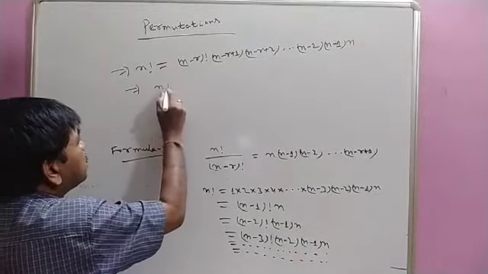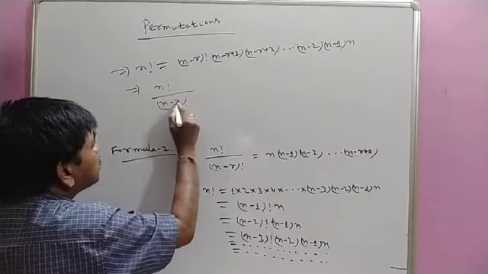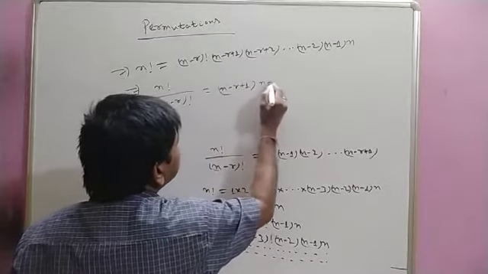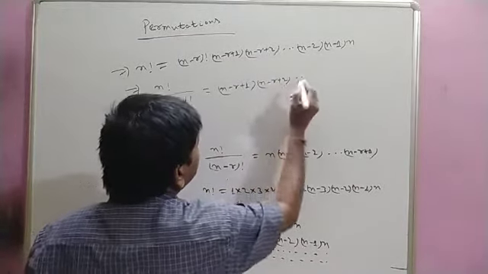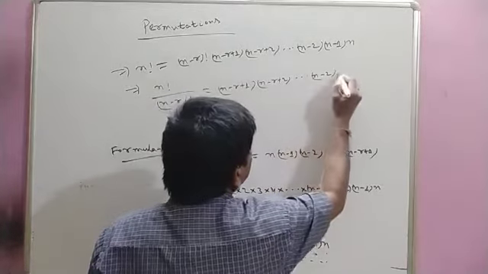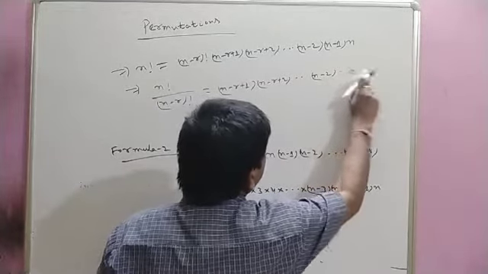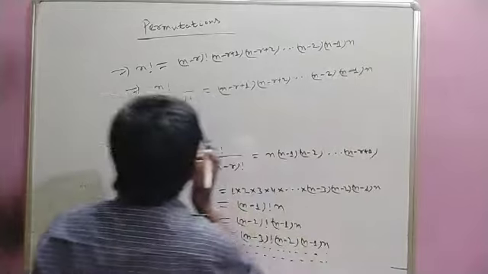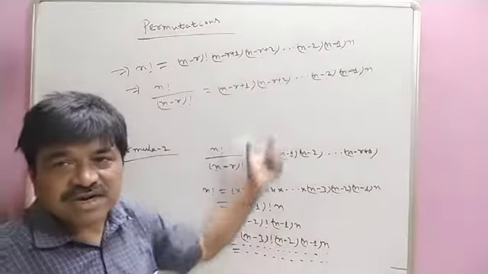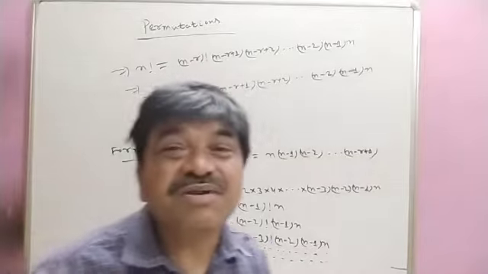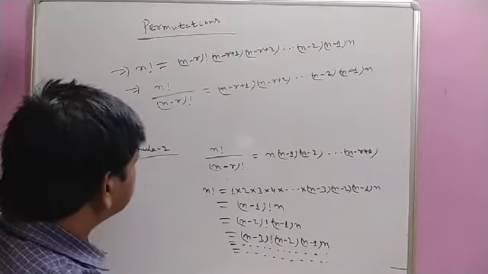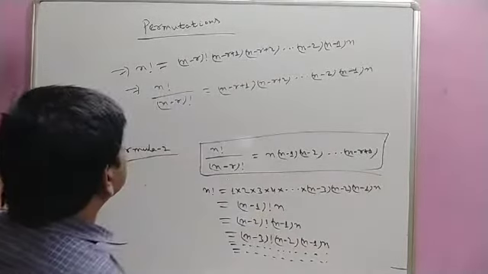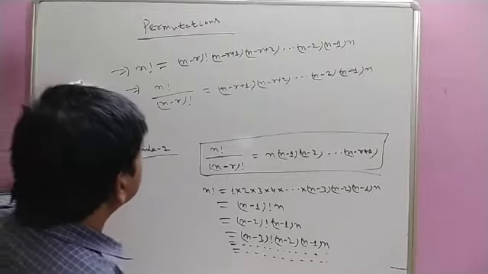So from this, n factorial divided by n minus r factorial is equal to n minus r plus 1 into n minus r plus 2, then up to n minus 2 into n minus 1 into n. So this is n factorial by n minus r factorial equal to this much. Everyone clear? This is formula number 2 which I have already told you. Then you write formula 3. After this we shall discuss formula 3.